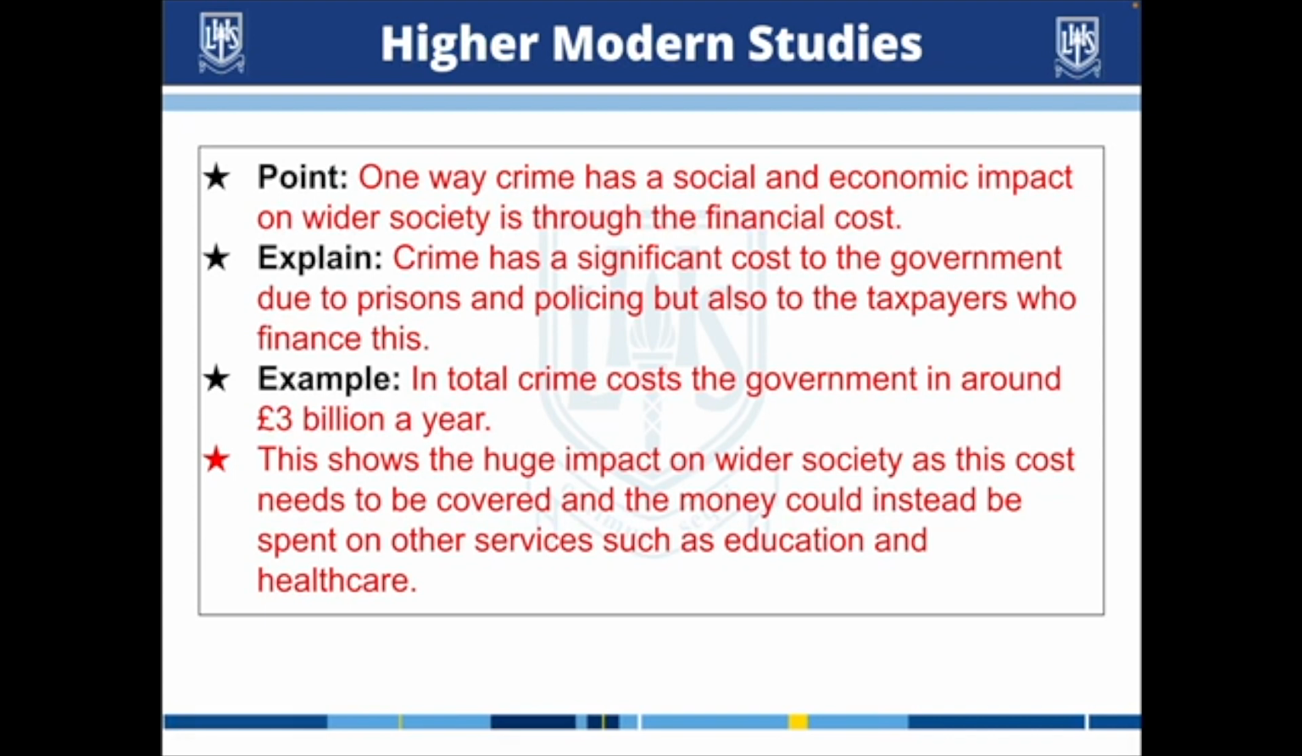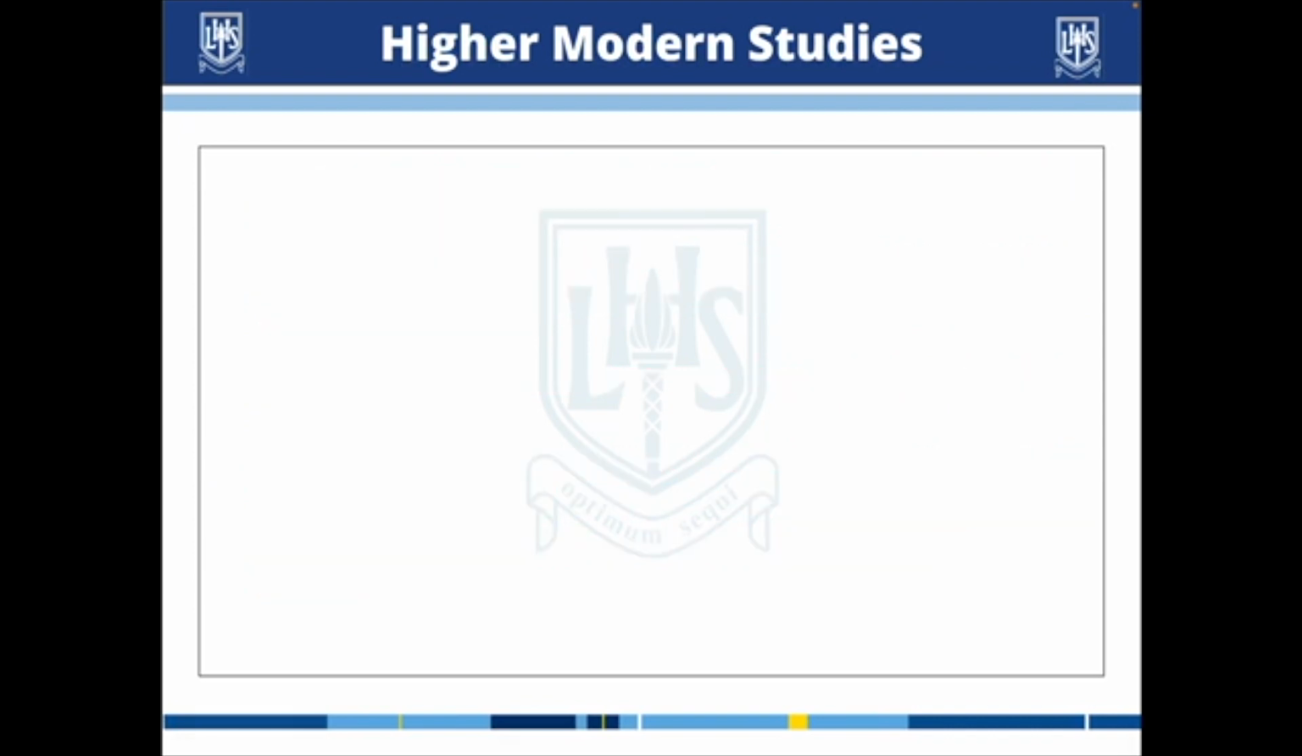It's not just a slight impact, it's not a small impact, it's a huge impact. We're making it as clear as possible. This is massive, this matters, okay? That money could be spent elsewhere. So because of crime and money being spent on crime, services such as education and healthcare are missing out. Right, we're making that really, really clear that the impact is large.